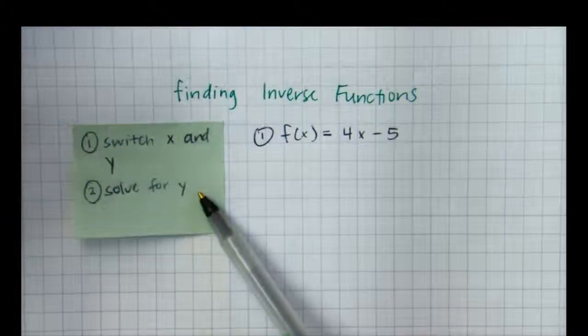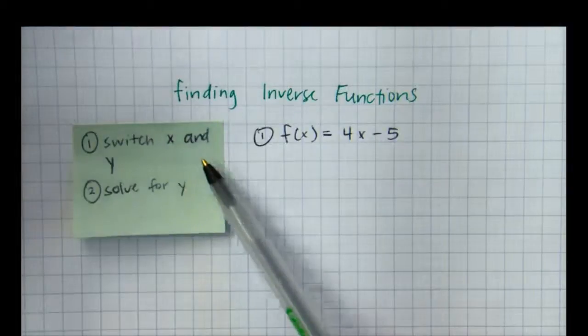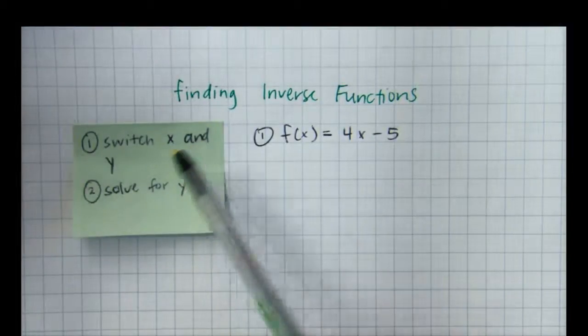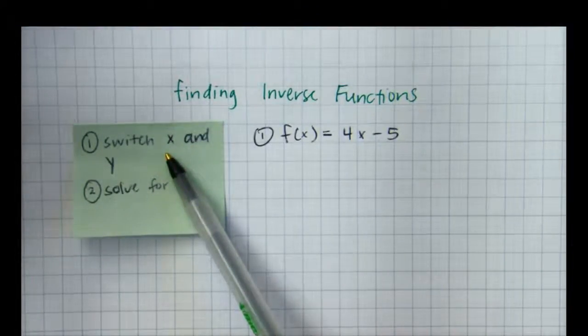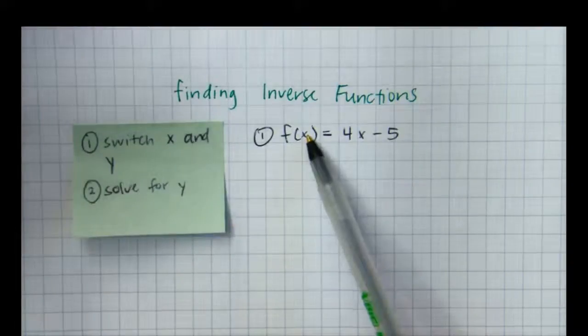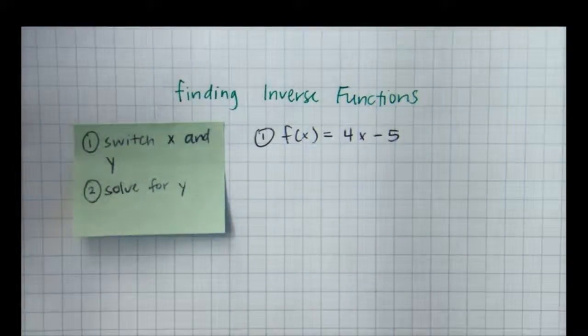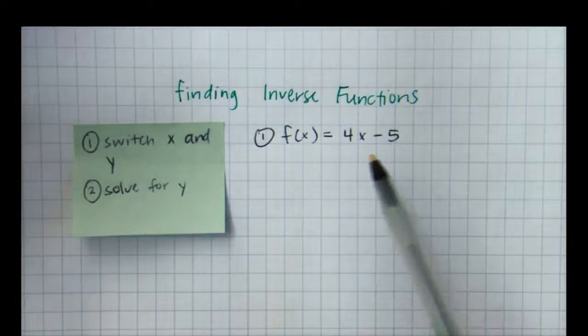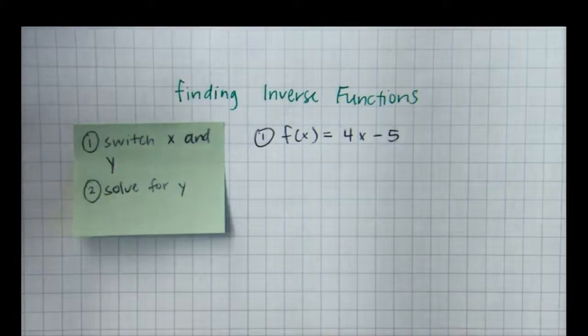So I briefly mentioned the process in class of how to find an inverse function, and these are your two steps. Step one, you're going to switch your x and your y values, and step two, you're going to solve for y. So not a lot of steps here. Looking at this equation, I've got f of x is equal to 4x minus 5, and I run into this little roadblock of, well, where's my y value?